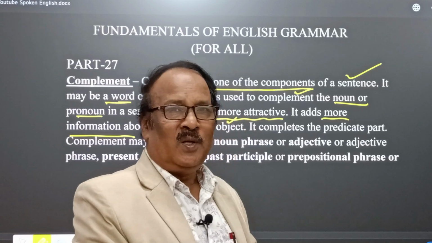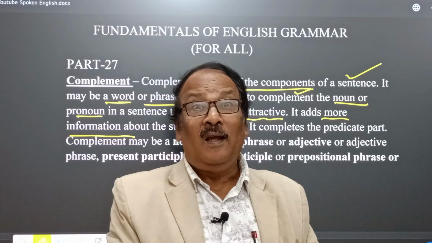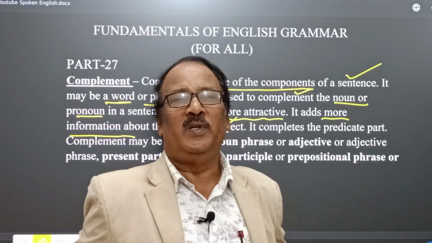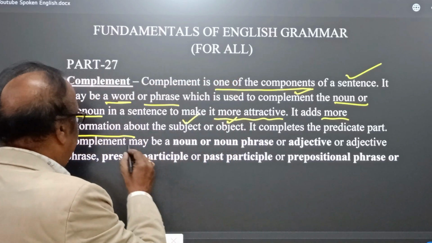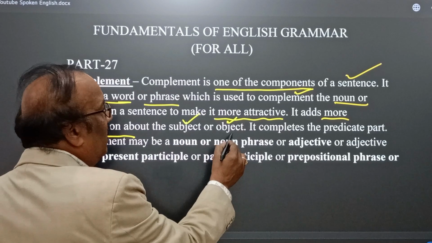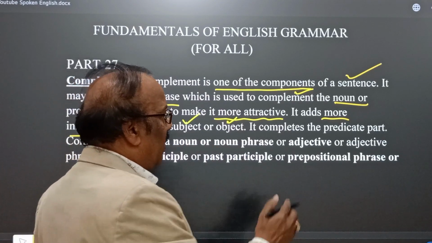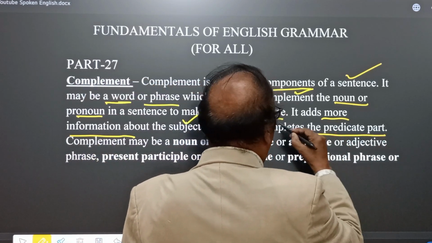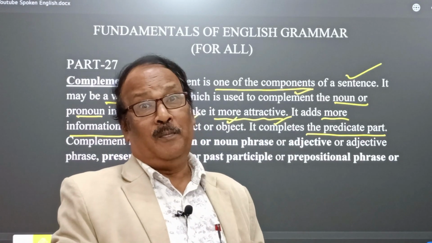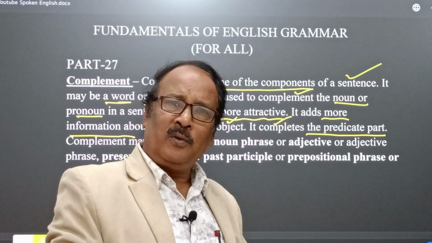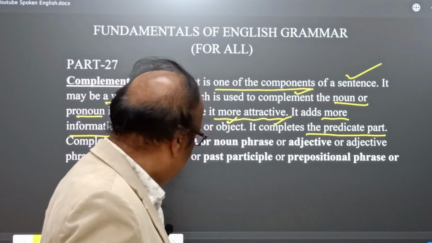We have also discussed subject, predicate, and also object, because in the last class we discussed the object, direct and indirect object. Complement gives information about the subject or object, and it completes the predicate part. Again, it completes the predicate part. In a predicate part we may use a complement. If we use a complement, that completes the predicate part.